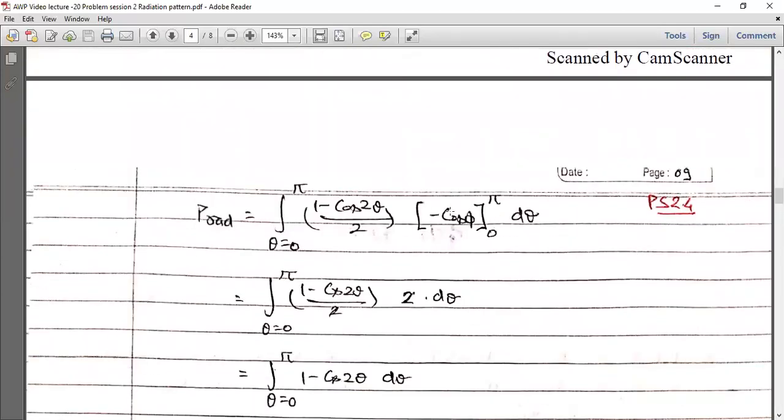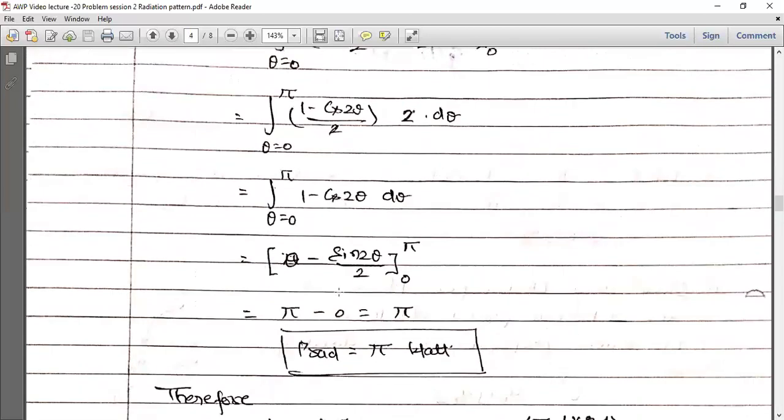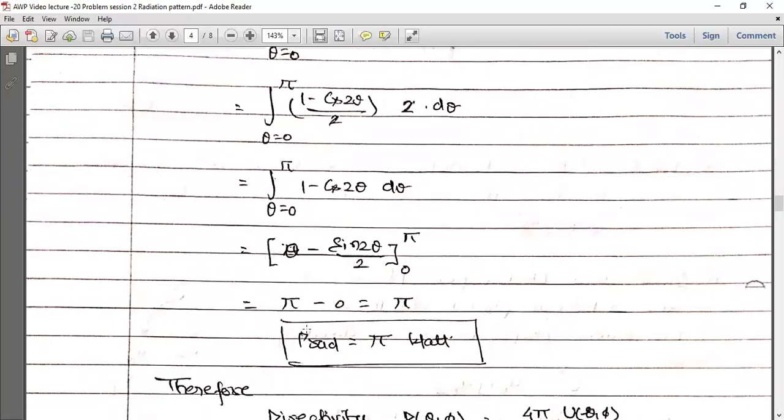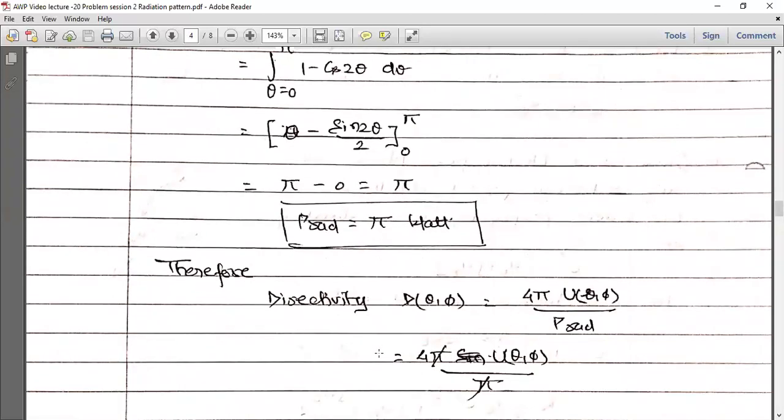As you can see, the integration will be minus cos phi, and substituting the limits, you have 2. The 2 and 2 cancel out, and finally (1 minus cos 2 theta) integrated with respect to theta will give you total power radiated as pi. Okay, the integration is up to you. I am not interested in telling you how to perform this integration. So total power radiated is given by pi.